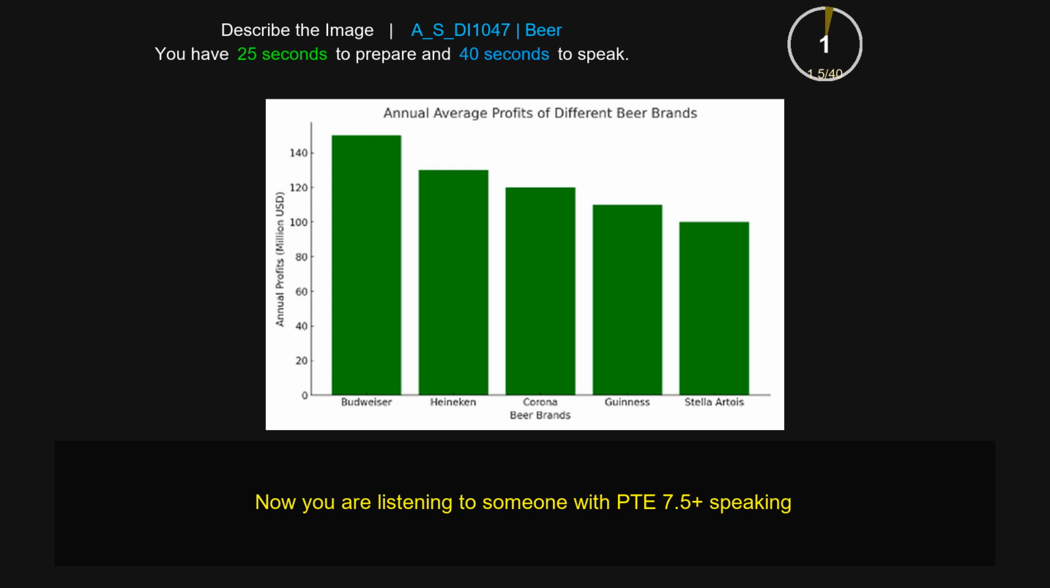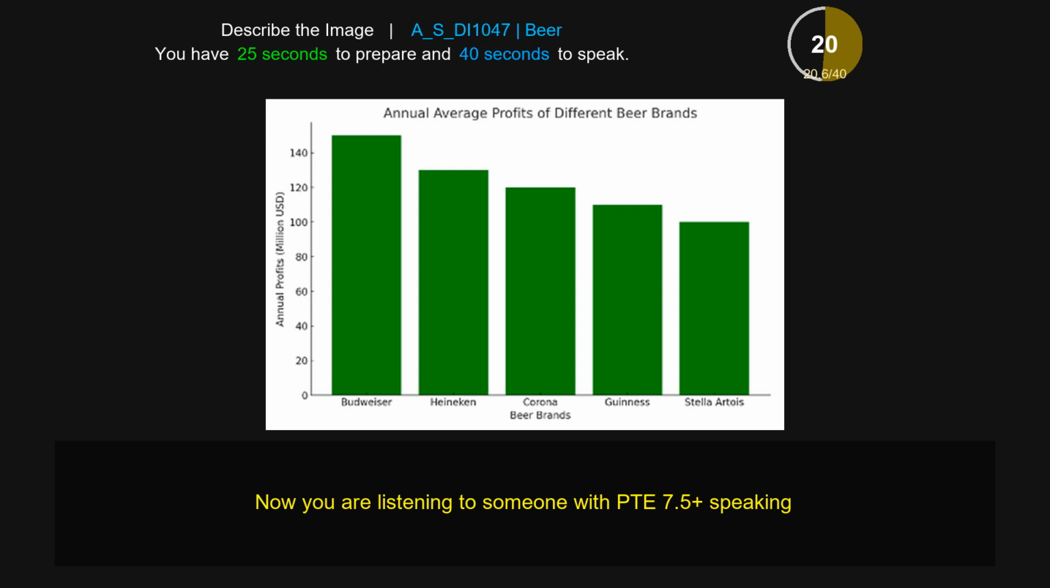This bar chart gives information about profit of different beer brands. There are many elements in this bar chart. From this bar chart, I can say that the highest value is the 140 annual profits, which is indicated by Budweiser. Now, the second highest value is the 100 million US dollar, which is indicated by Corona and Heineken.